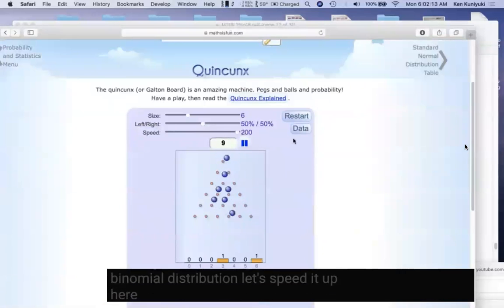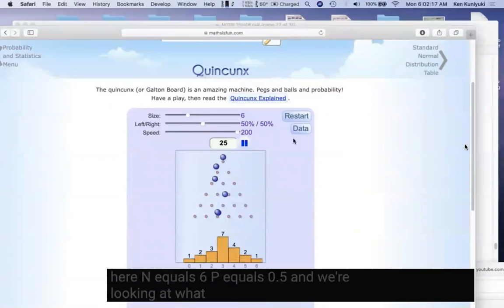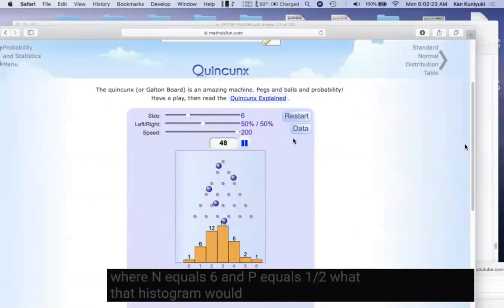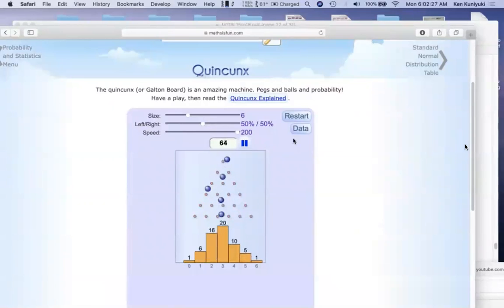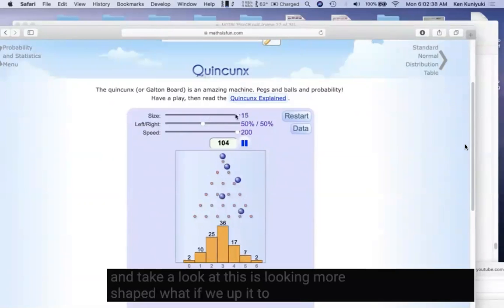Let's speed it up. Here, n equals 6, p equals 0.5. And we're looking at what a binomial distribution where n equals 6 and p equals 1/2, what that histogram would look like. And take a look at this. It's looking more and more bell-shaped. What if we up it to 15?